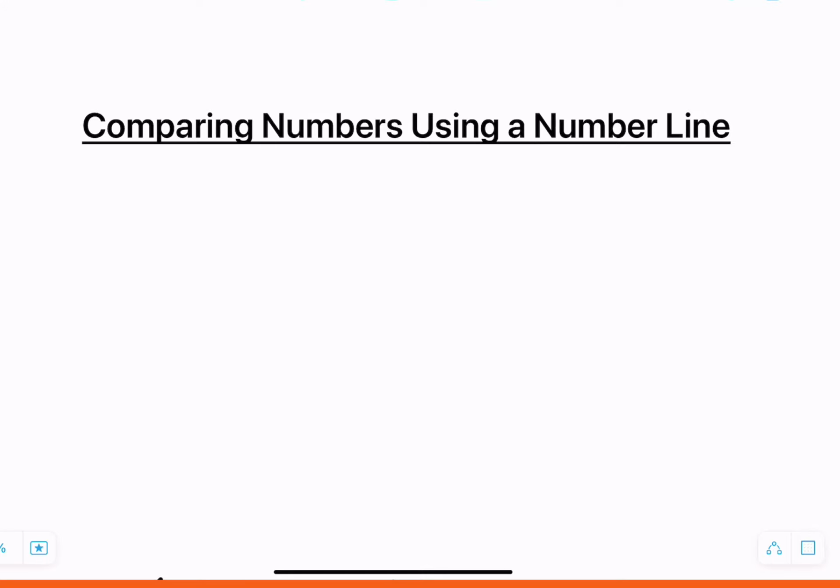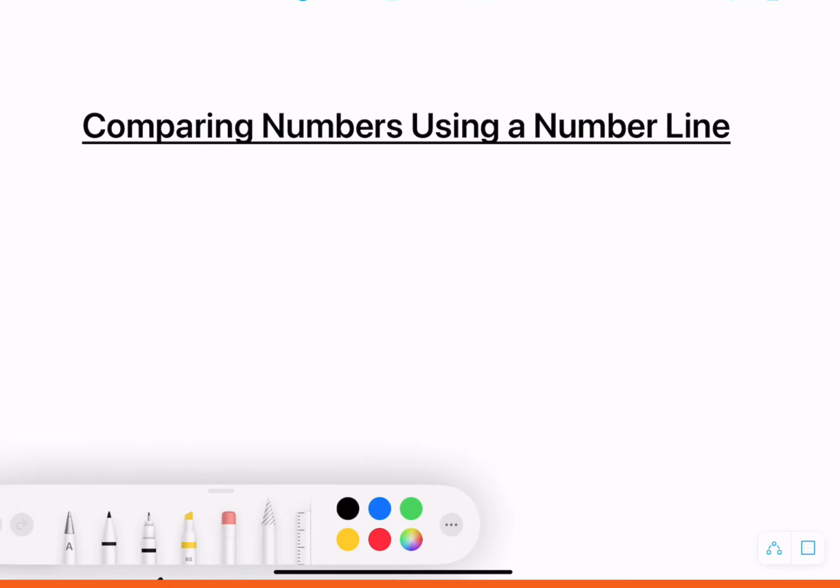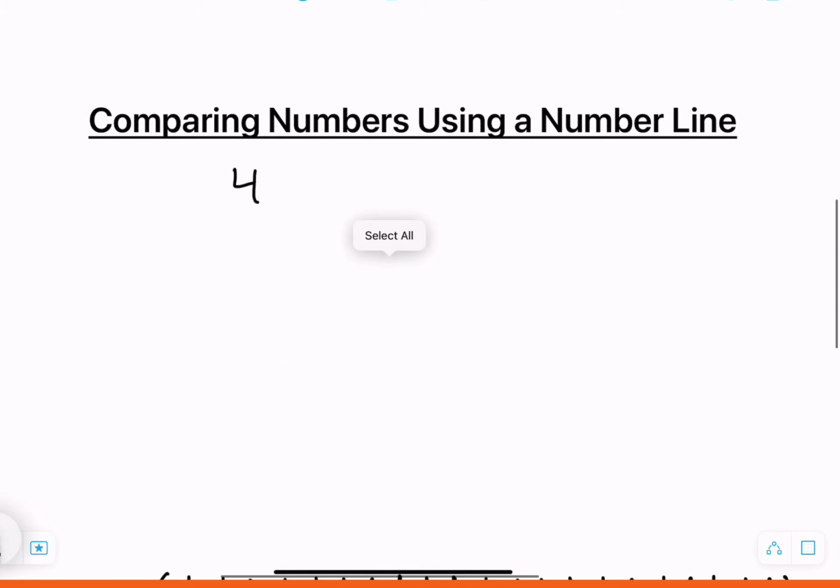Let's say we have two numbers, 4 and 7. So we want to compare these two numbers. Like we have 4 and 7. These two numbers we have. So when we want to compare these two numbers, first we need some math symbols to compare the numbers.